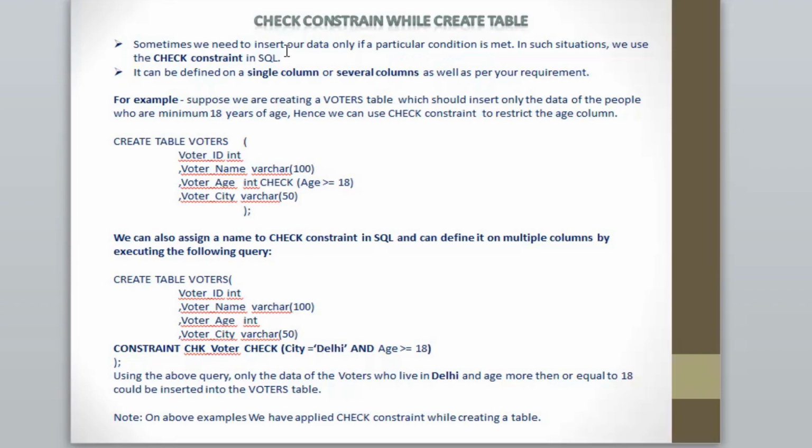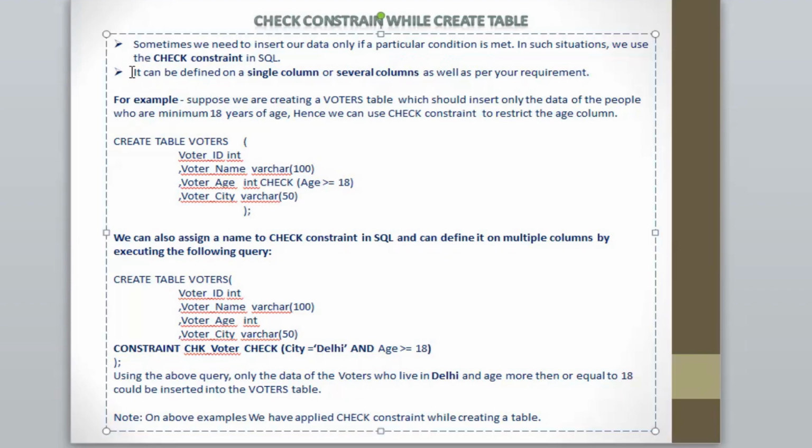For example, a voter must be 18 years. So when inserting data into the voter table, you must insert the data of a person who has actually completed 18 years, who is 18 years or more. If anyone is less than 18 years, that person's data should not be inserted as a voter, right? He is not a voter, or she is not a voter. It can be defined on a single column or on several columns as per your requirement.